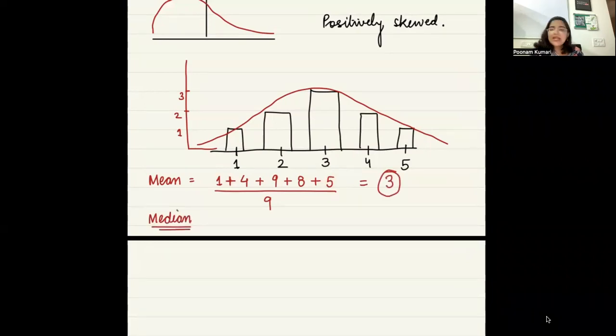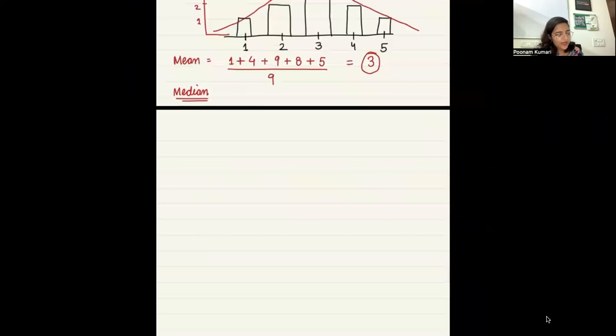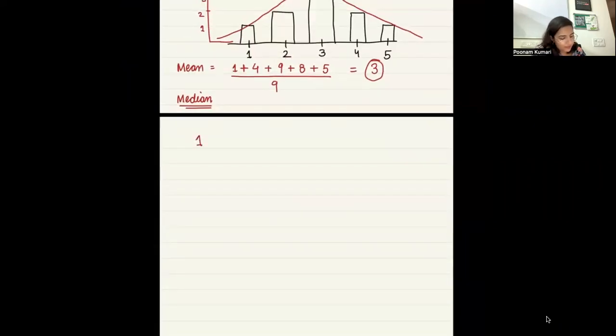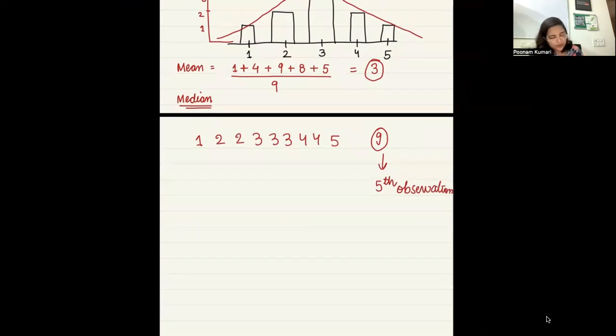Median value is the central number. So what is your data? 1 is coming 1 time, 2 is coming 2 times, 3 is coming 3 times, 4 is coming 2 times, 5 is coming 1 time. How many observations do you have? 9. So which observation is the median? The fifth observation is the median, right? Because we will do n plus 1 divided by 2.